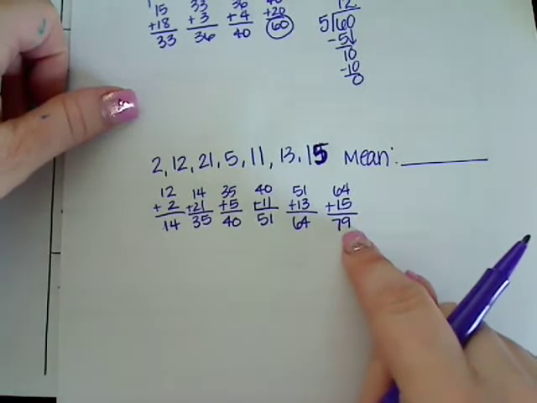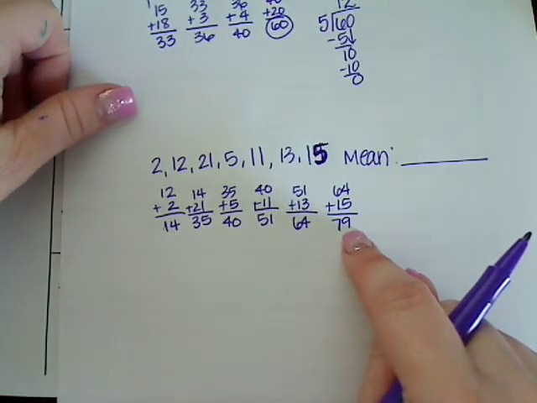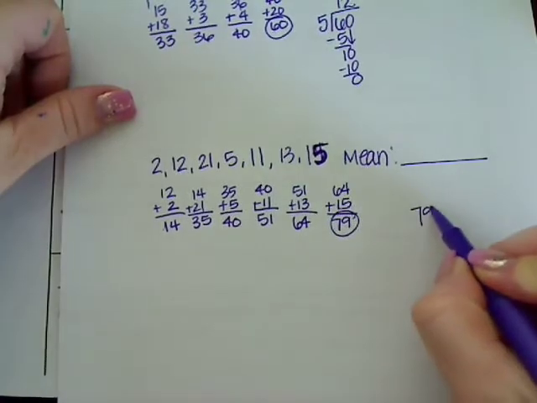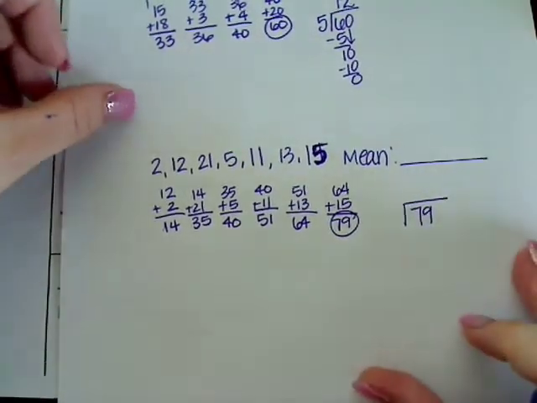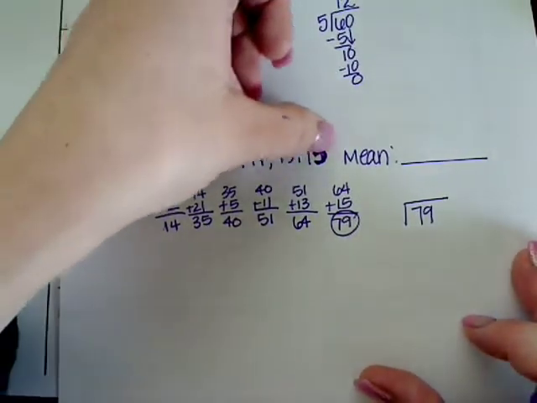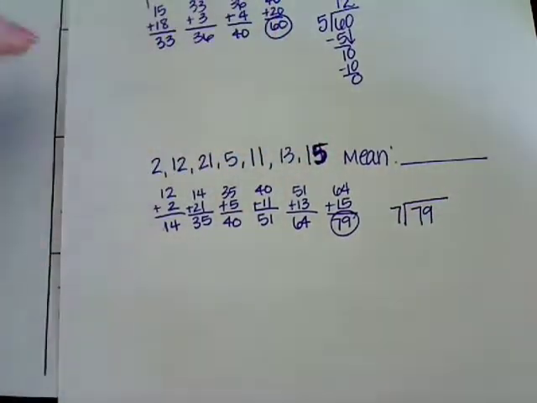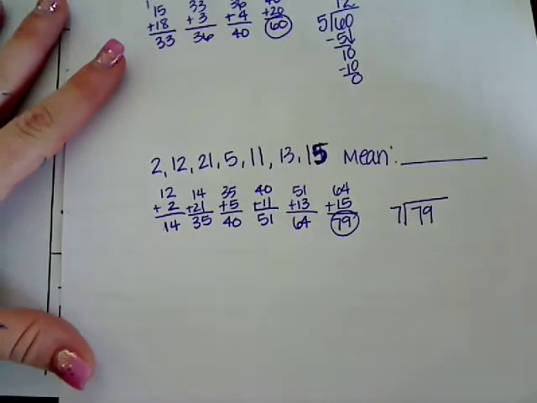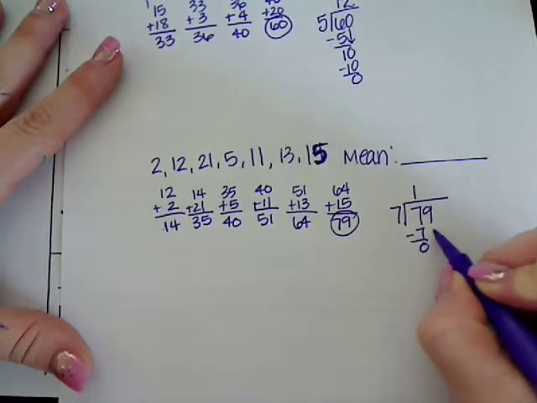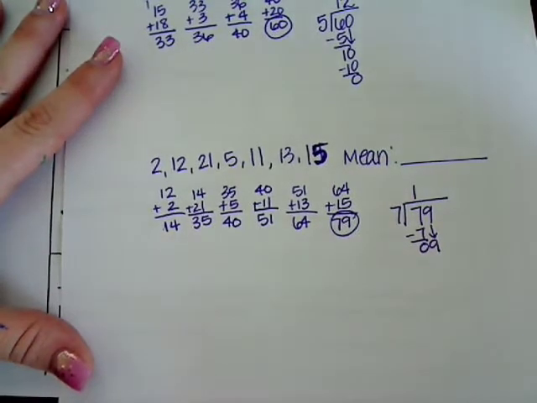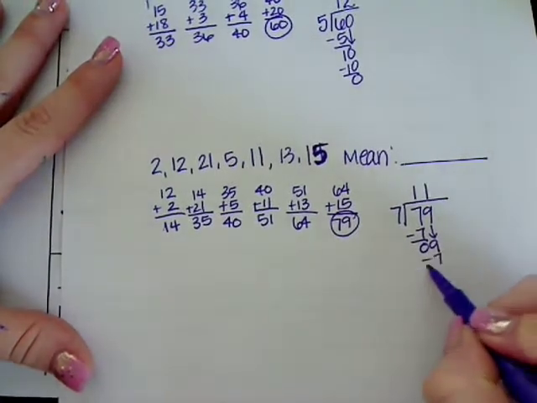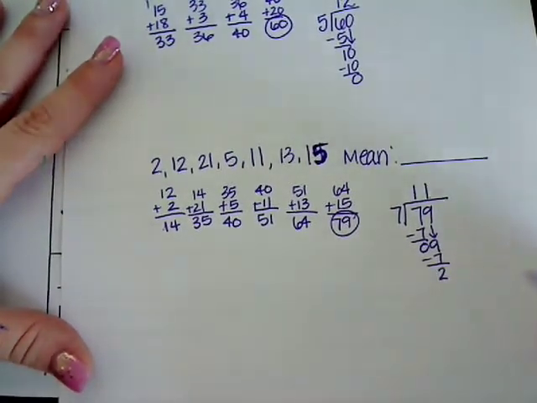But that's not the mean, that's not the average. In order to find the average, I now need to take this total of 79 and I'm going to divide it by the amount of numbers we have. 1, 2, 3, 4, 5, 6, 7. I'm going to divide it by 7. So 7 will go into 7 one time. Bring down my 9. 7 will go into 9 one time. That leaves me with 2.